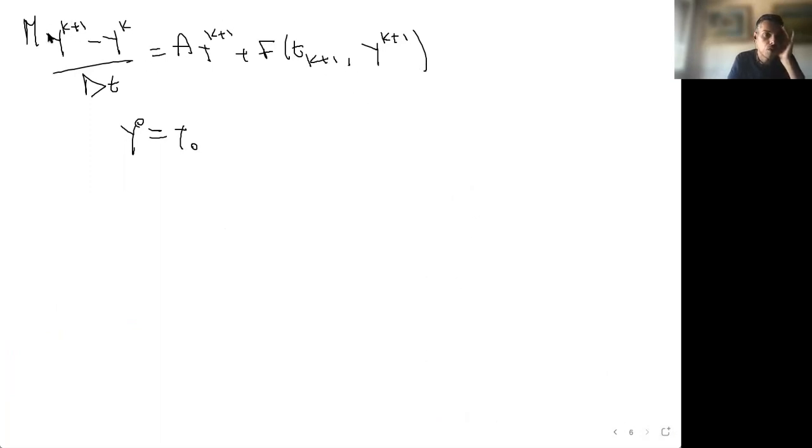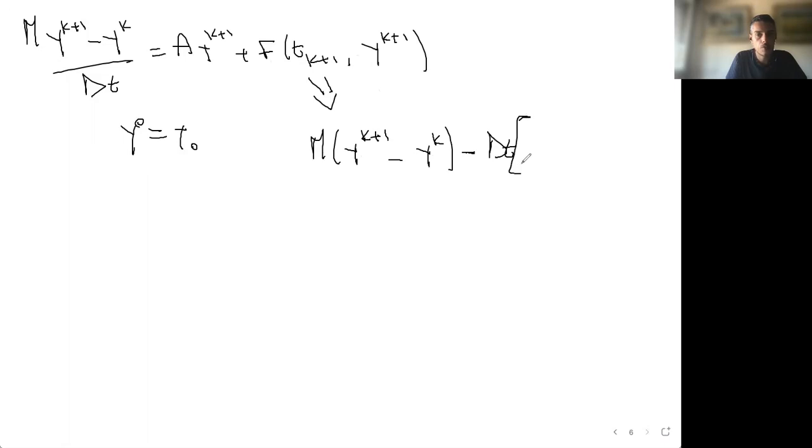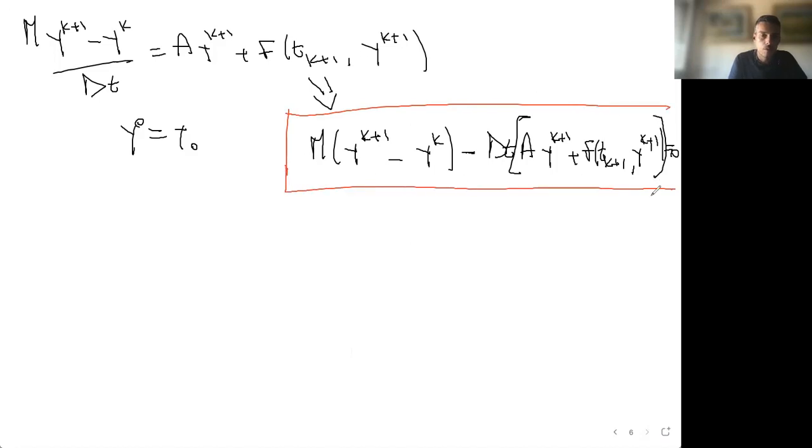From here, what is the unknown? The unknown is yk plus 1. But here we have a problem because yk plus 1 is implicitly defined. You see here that it depends on f. So our problem essentially reads something like m times yk plus 1 minus yk, minus delta t times a yk plus 1 plus f of tk plus 1, yk plus 1, equals 0. So this is actually our problem, which means we have to solve an implicit equation.